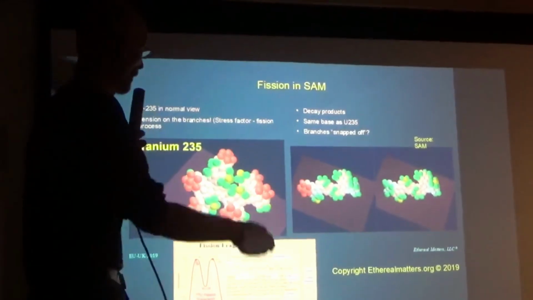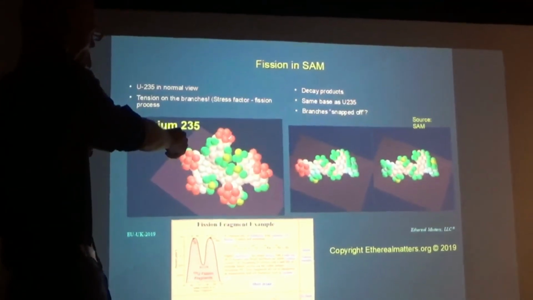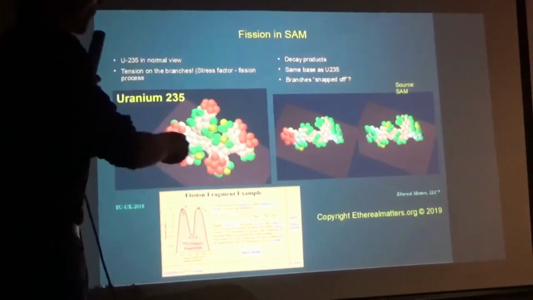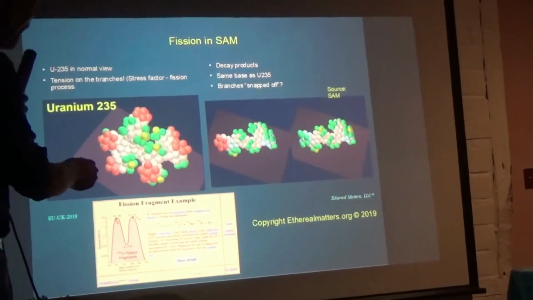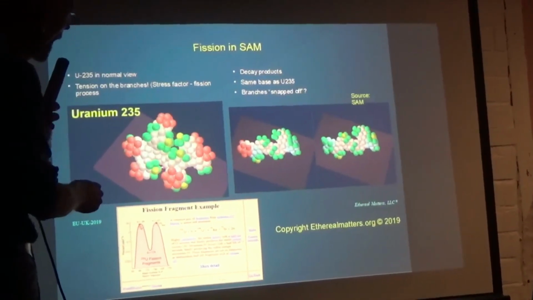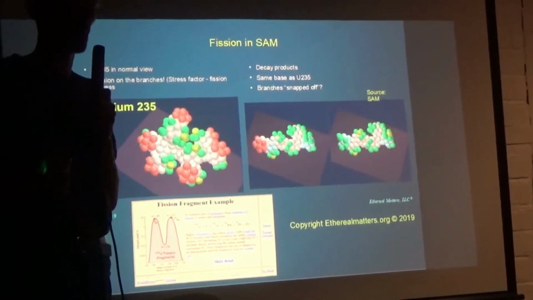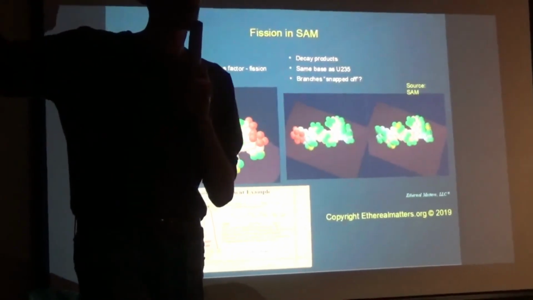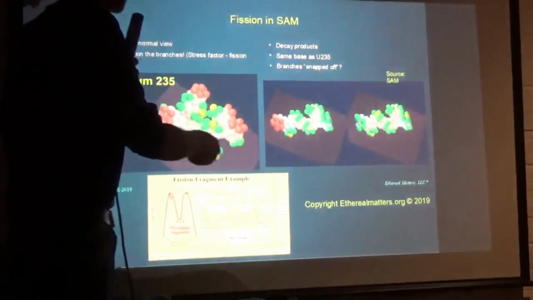The nucleus branches, I'm going to try and point it out. The red ones are basically at the end of branches, or antlers if you will. That's where the activity is, but they're branching. And some of these branches snap off. That is our belief. So we have a rigid structure, and some of these branches literally snap off, and those are the fission products.